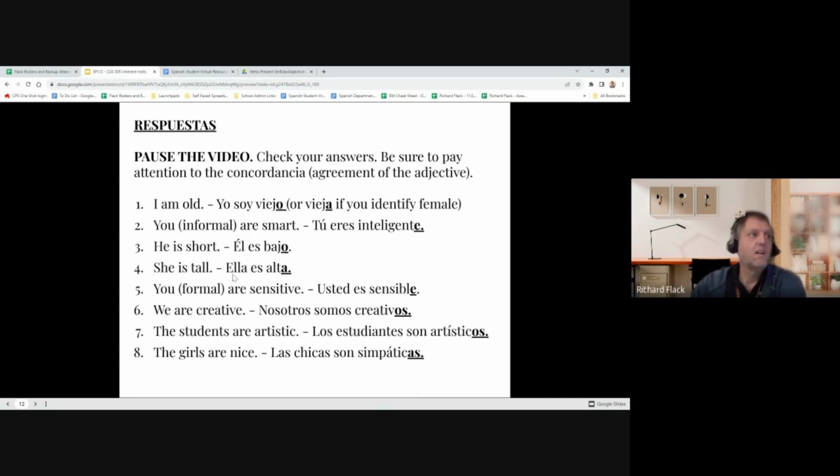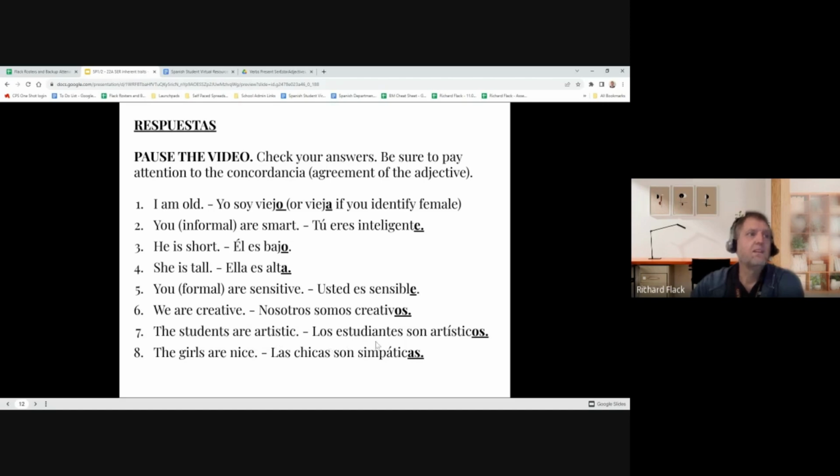She is tall. Ella es alta. So we need alta, the feminine form of tall. You, formal, are sensitive. Usted es sensible. This is another adjective that is neutral. It can apply male or female. We are creative. Nosotros somos creativos. So at least one male in the group. Plural because it's more than one person. Creativos.